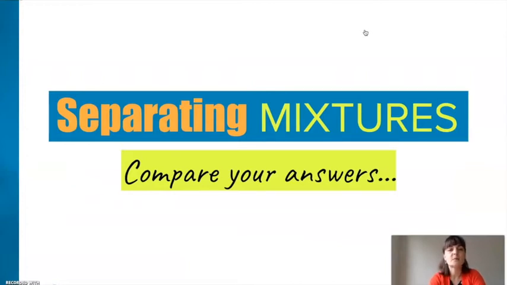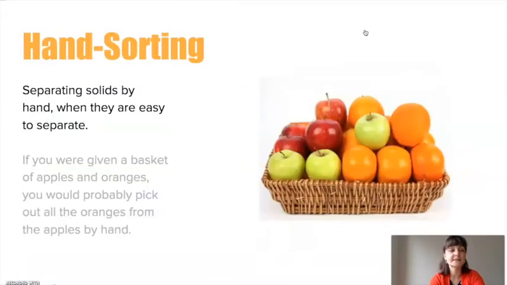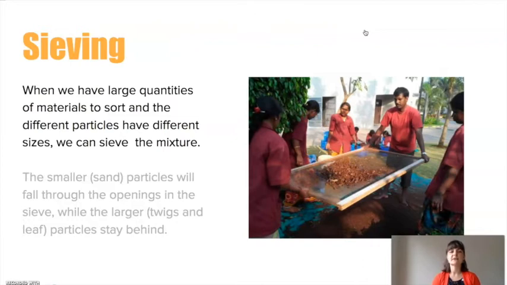Now let's compare what you wrote. What did you write for hand sorting? Is it similar to mine? So hand sorting is when you separate solids by hand, when they're easy to separate. So for example, if you were given a basket of fruit and you could take your hands and physically separate the oranges from the apples, you could even separate the red apples from the green apples. That's called hand sorting.